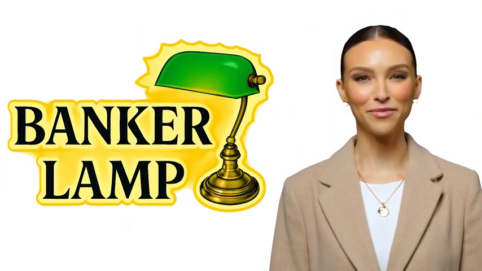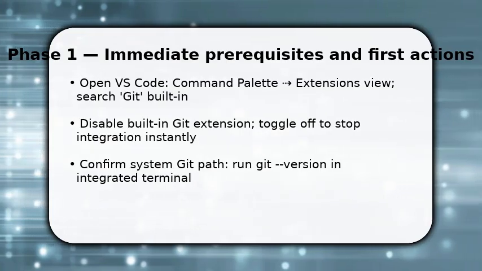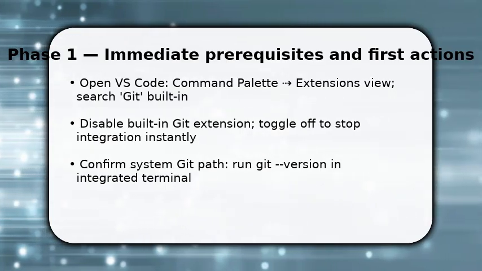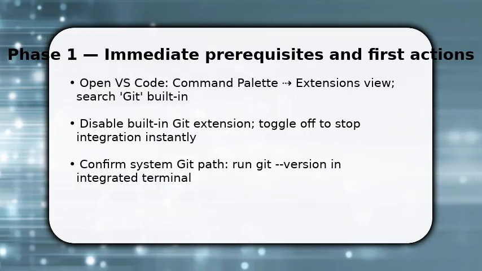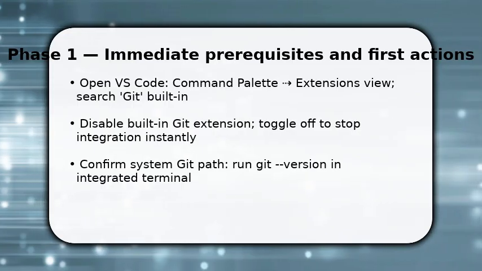Please enjoy the video. You begin by stopping integration so you can remove Git safely. First, open the command palette and go to Extensions. Locate the built-in Git extension and disable it. This halts VS Code's hooks.